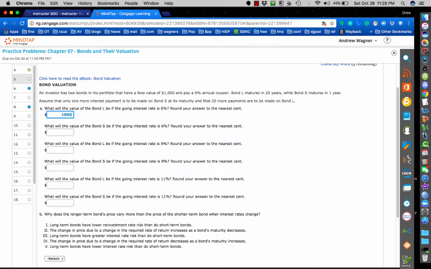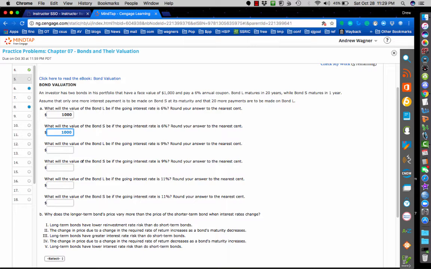Okay, what's the value of the bond S if the interest rate is 6%? Well, there again, with bond S, it's paying a 6% coupon. It says that both bonds are paying 6%, so that should also sell for 1,000. I don't really even need to make the calculation. If the interest rate is 9%, what's bond L? Well, there I can just change I to 9 and recompute present value.